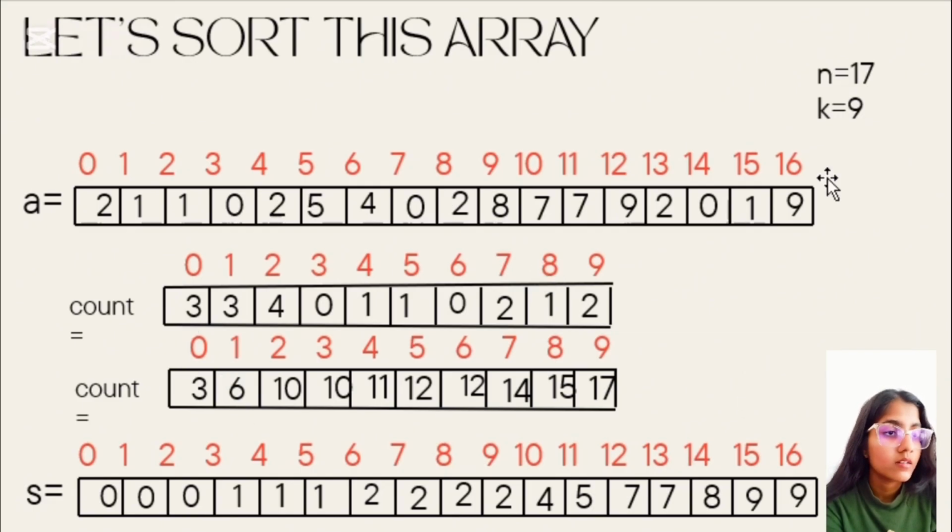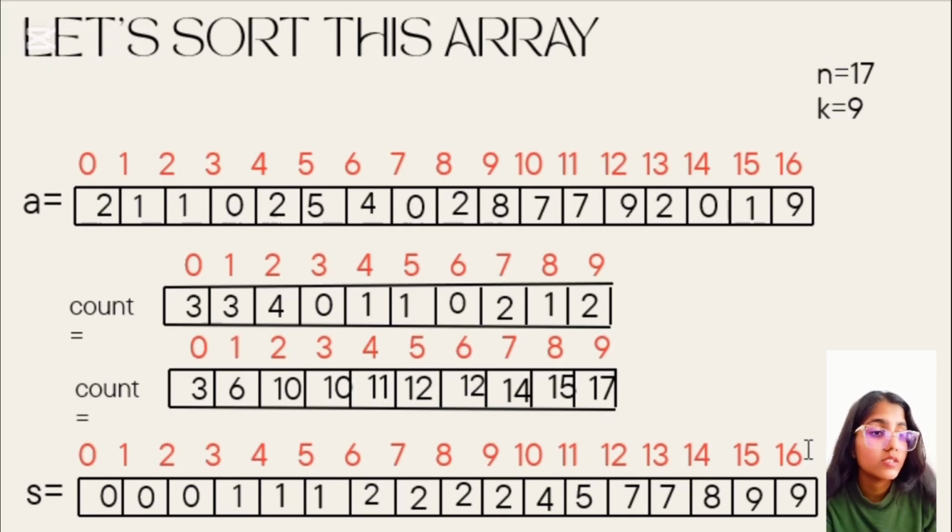So now I will tell you how the elements are added to the sorted array by using these two arrays, array A and the count array. Here it starts from the right corner of array A. The rightmost element of array A is 9. So you must go to the 9th index of the count array. It is 17. You must decrement 17. After that it is 16. So you must add 9 to the 16th index of the sorted array.